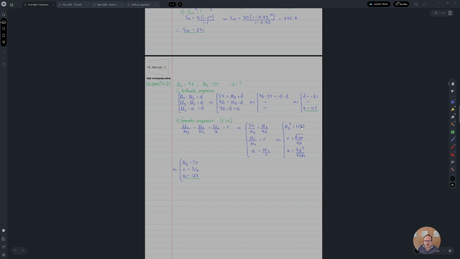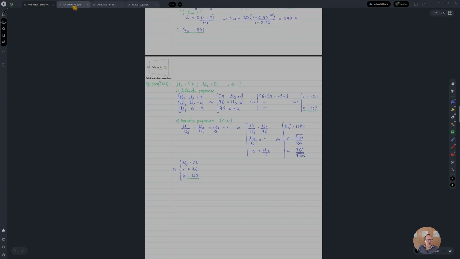So using this, I just used a crisscross, and I have U3 squared equals 1184. Then I take the square root of this, that's the value of U3. I know U2, and that's going to give me my common ratio. And now that I know my common ratio, I plug it in, do the appropriate algebra, and I know the value of A. Okay, put it in a calculator, and there it is.